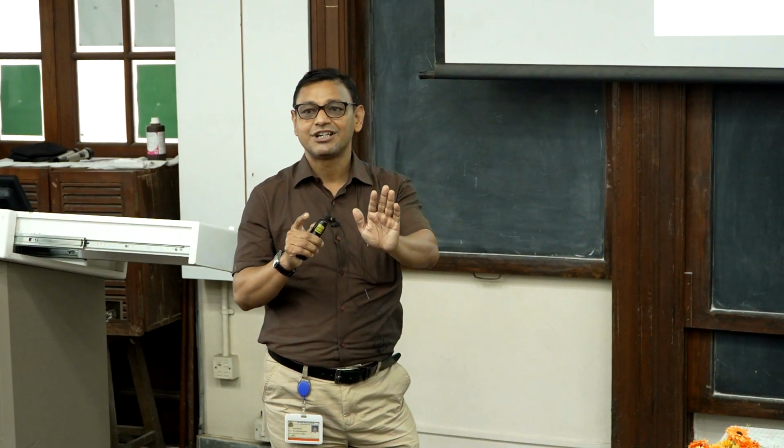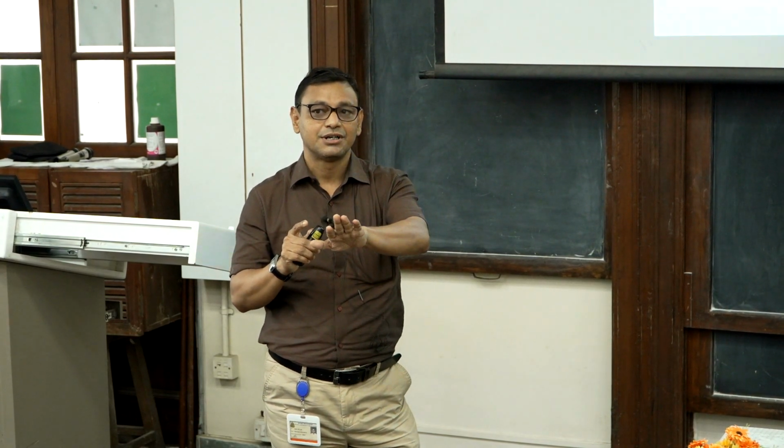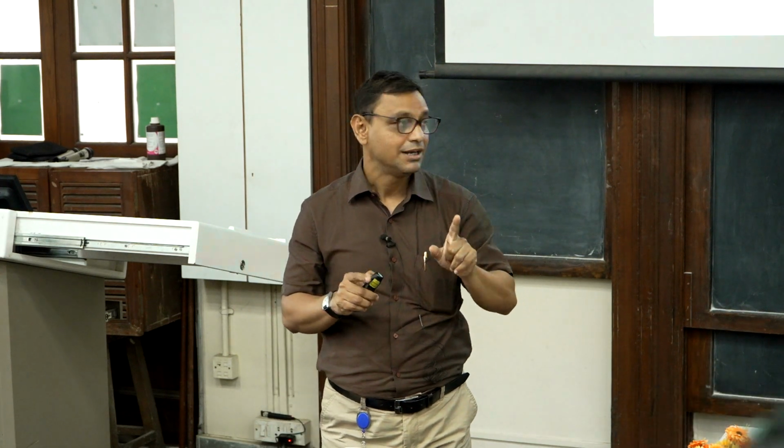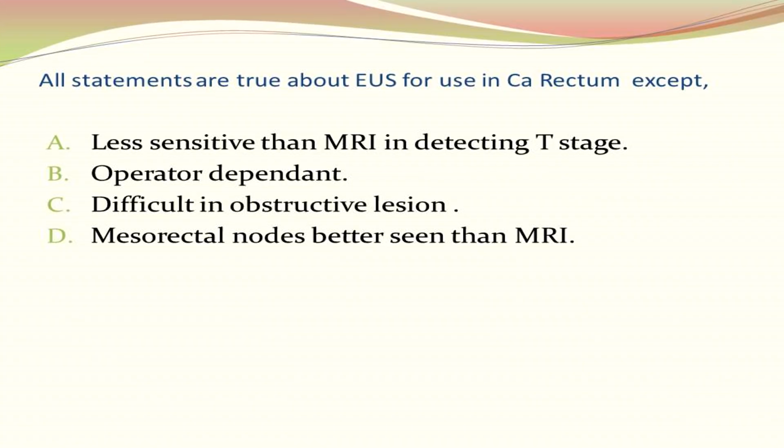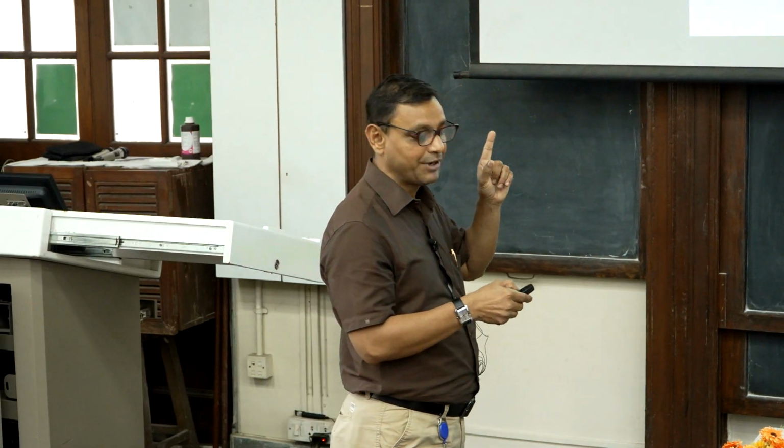Otherwise, remember here endorectal ultrasound is beneficial only in T1 to T2 stage. Apart from that, the best thing to have is an MRI. Okay. So the answer here is that the statement that mesorectal nodes are better seen than MRI is false, or is a bad statement.